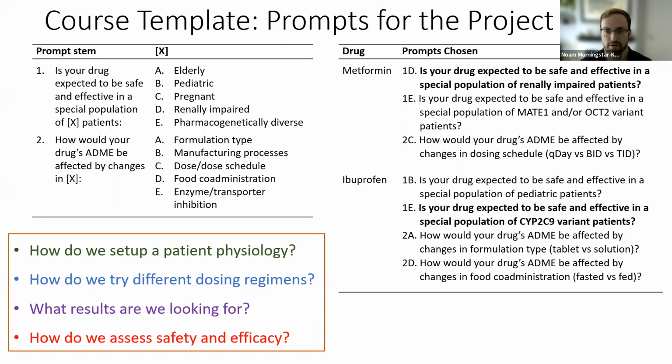And then same thing between the groups, they can learn about these different scenarios and drugs during the final presentation or in-class discussions when the other groups are talking about their drug. And what we really hoped here was that these different prompts could cover different areas of the drugs. And that's why metformin, a renally cleared drug, has renally impaired patients. Ibuprofen, a CYP2C9 substrate, and so they chose this one.